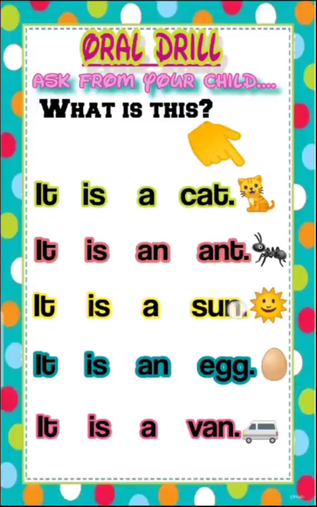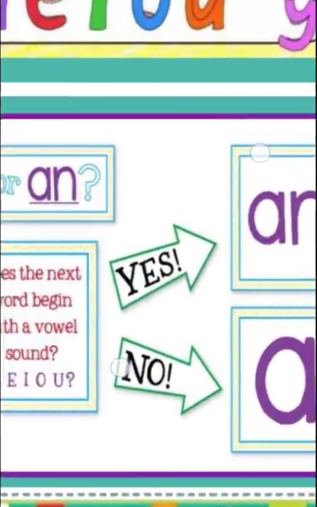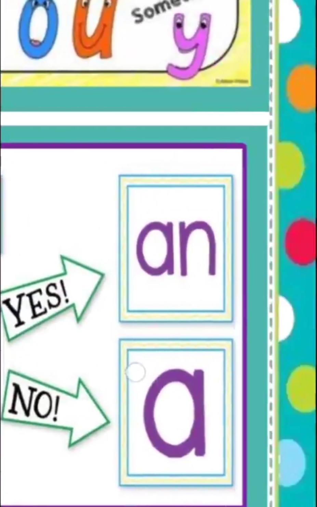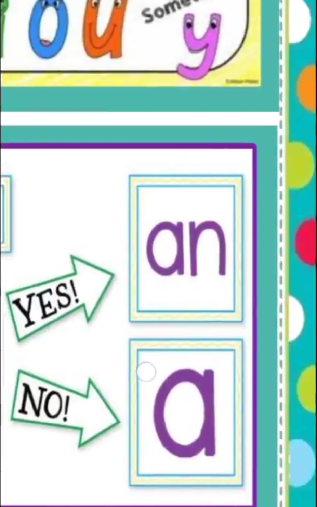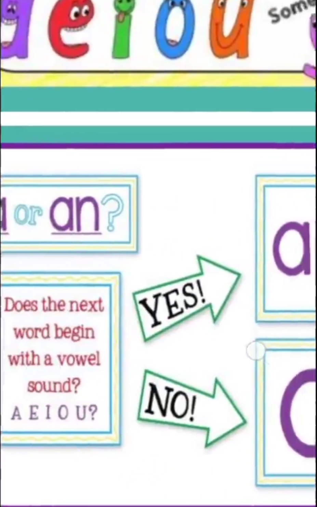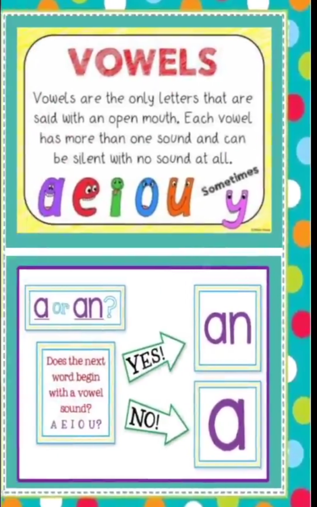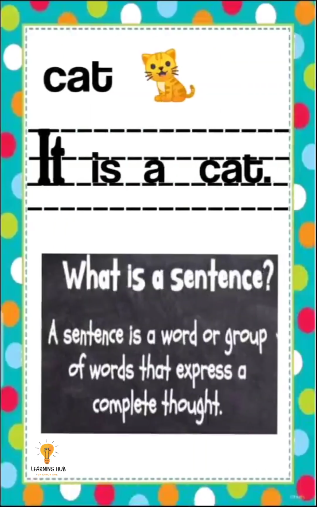Now remember this. First tell me how many vowels? A, E, I, O, U, 5 vowels. And we use an with the vowel sound. We use an with vowels. And we use a with consonant. Now look at this. It is a sentence.